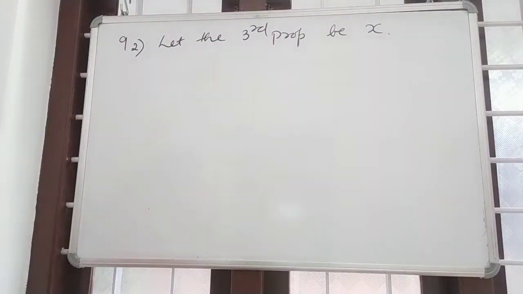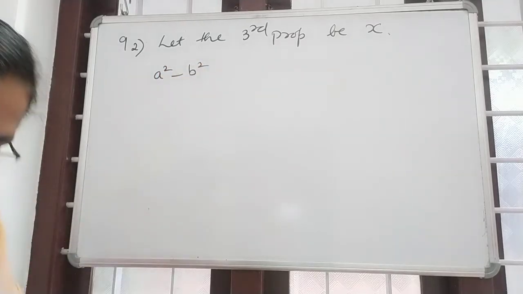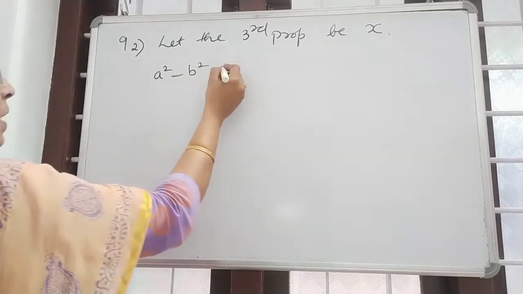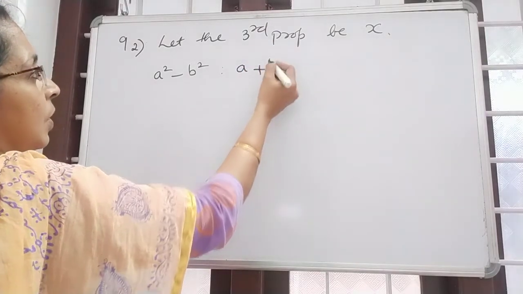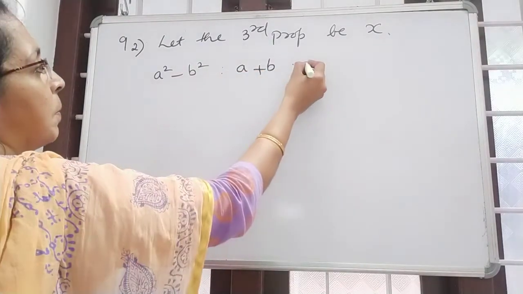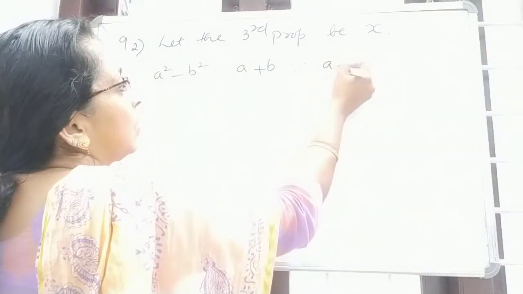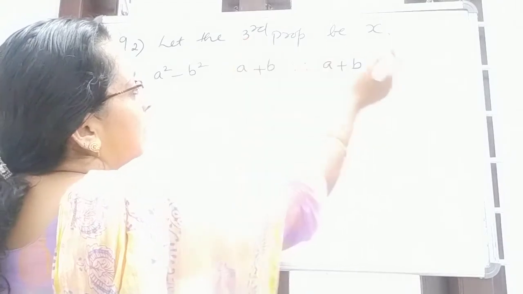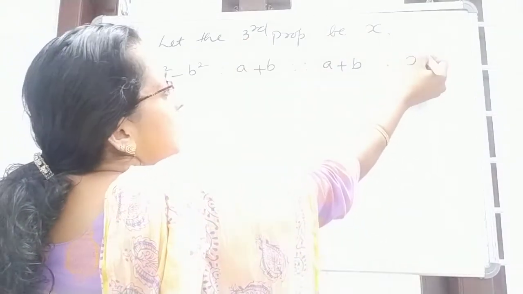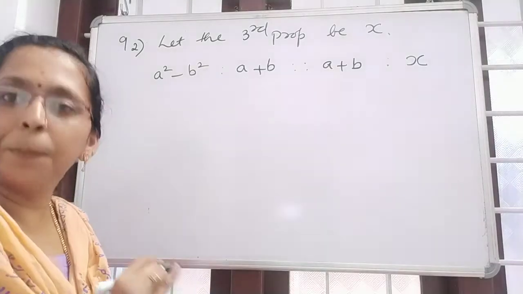Third proportion means we have only what? A square minus b square and which one? A plus b. So how can we write in proportion form? A square minus b square is to a plus b. Two values only are given, so this is a continued proportion, so both ratios will be equal. We want to find the third proportion, so we assume the third proportion as x. Two values only are given, a square minus b square and a plus b, so it will be in a continued proportion.